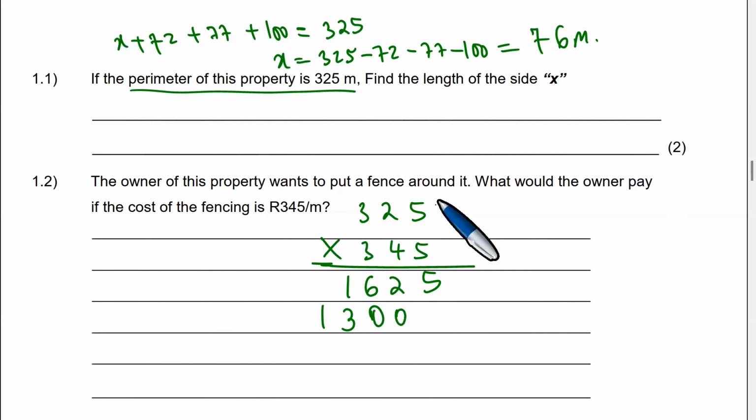Next is 3. 3 by 5 is 15. So you bring down 5, then you carry 1. 3 by 2 is 6 plus 1, 7. 3 by 3, what do you get? 9. So you balance.